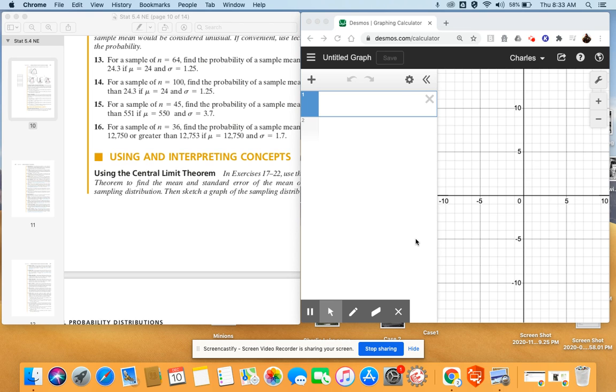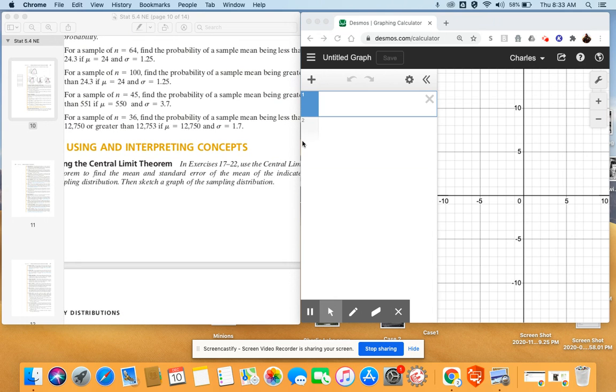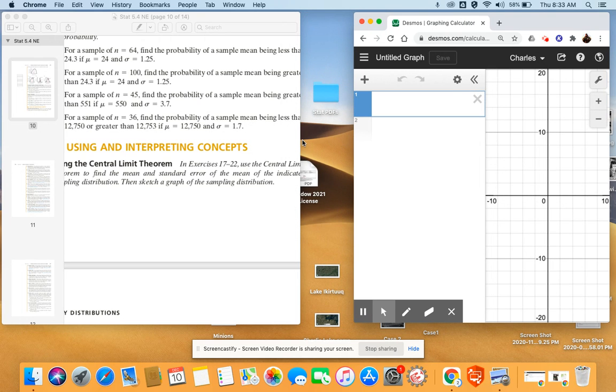Okay, good morning. I wanted to take just a couple minutes and talk about some of these problems from yesterday, 17 through 22 here, and I've got it on a split screen right now. So eventually we're going to use both of these, but I'll open this up a little bit.